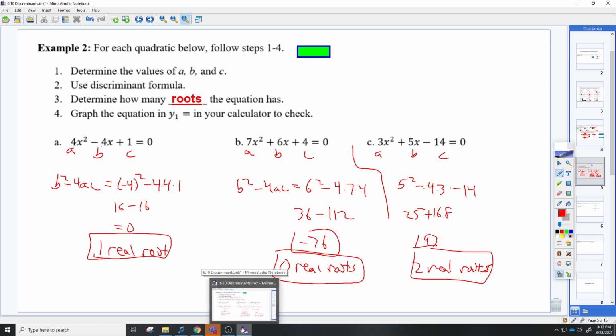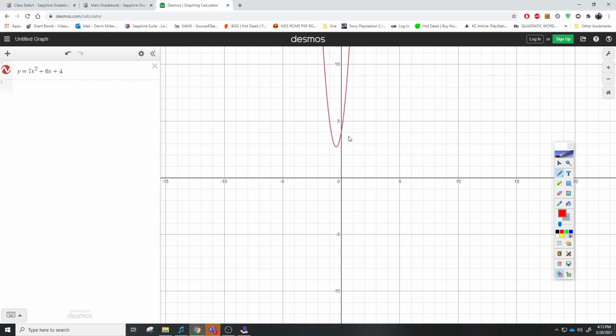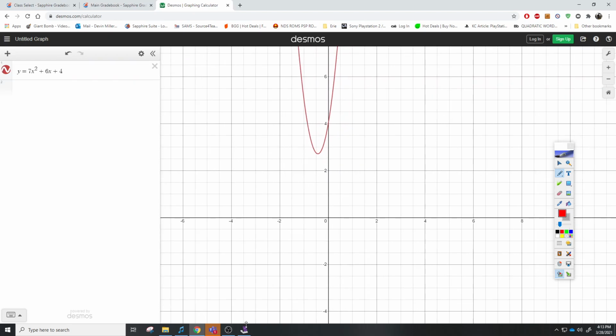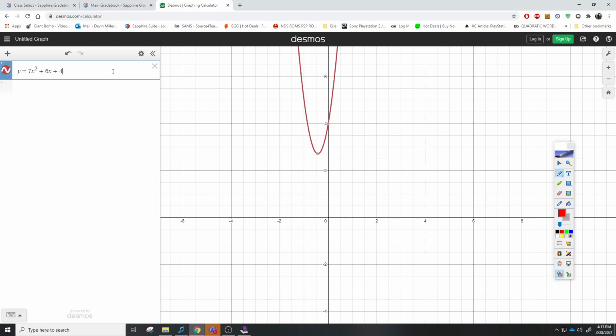7x squared plus 6x plus 4. 7x squared plus, I already forget, is it 4x? 6x plus 4. Alrighty. Oh, okay. So we can clearly see it does not touch the x-axis at all. So we had 0 real roots. That matches.